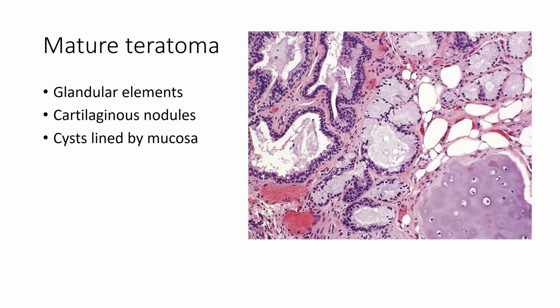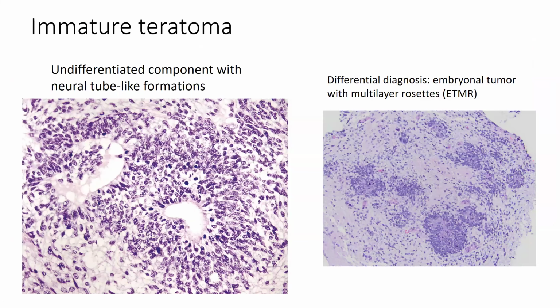As I'm sure you all know, mature teratomas have these very mature elements. In this picture, we can see glandular and cartilaginous elements, and cysts that are lined by enteric, gastric, or respiratory type mucosa. Immature teratomas frequently have these undifferentiated components that form neural tube-like formations, which is seen here on the left. These, as I mentioned, can occur in very young infants.